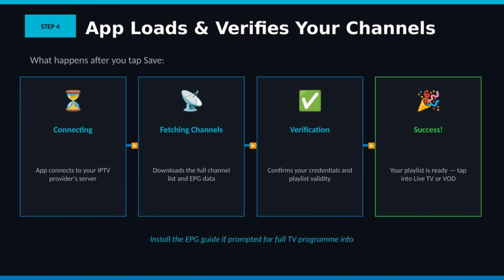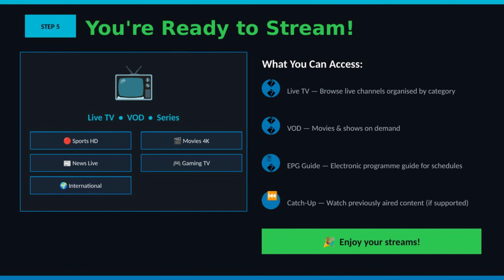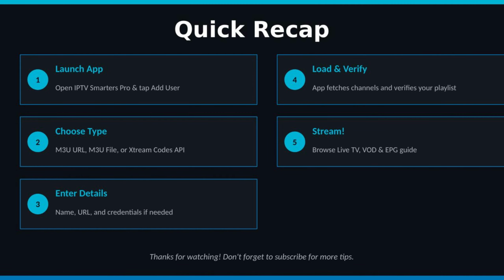Step 6. Start streaming. After the loading is complete, you'll be taken to the main interface. You can now browse Live TV for live channels, VOD, Video on Demand for movies and shows, Series for TV series collections. If prompted to install or update the EPG, go ahead and do so for a complete TV guide experience. That's it. You're now ready to stream your IPTV content.